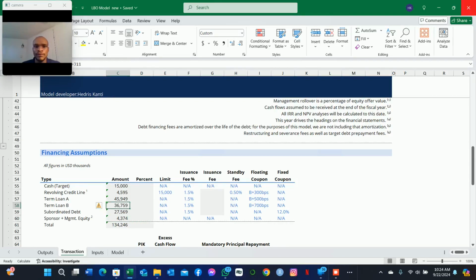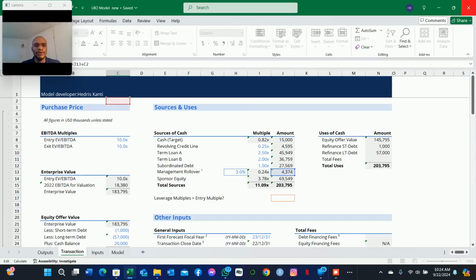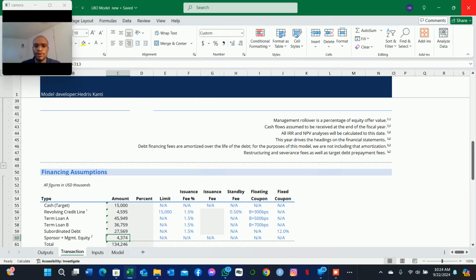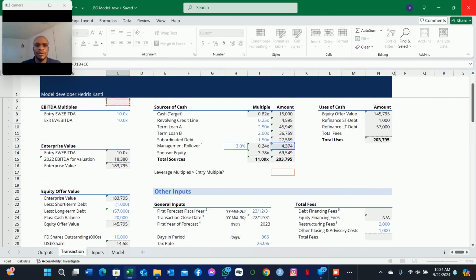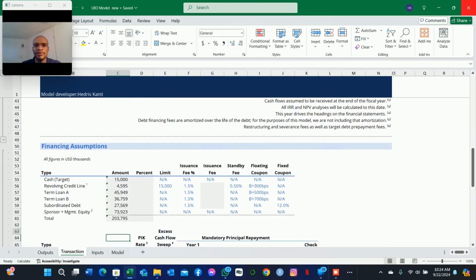And then the only thing that we had to do here for this sponsor management equity, we will just have to hit F2 and make sure that we are including the sponsor equity, because we have it set up for us as both the sponsor equity and the management rollover. So we add this amount and whatever the sponsor equity was to be that amount there.